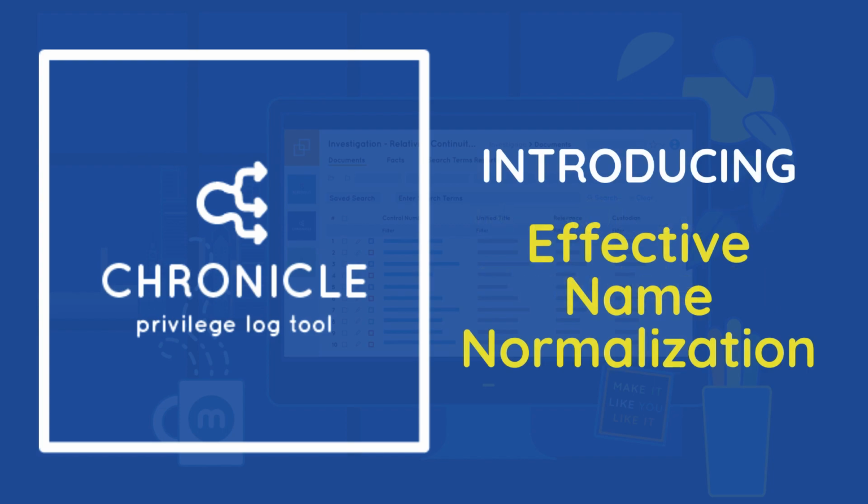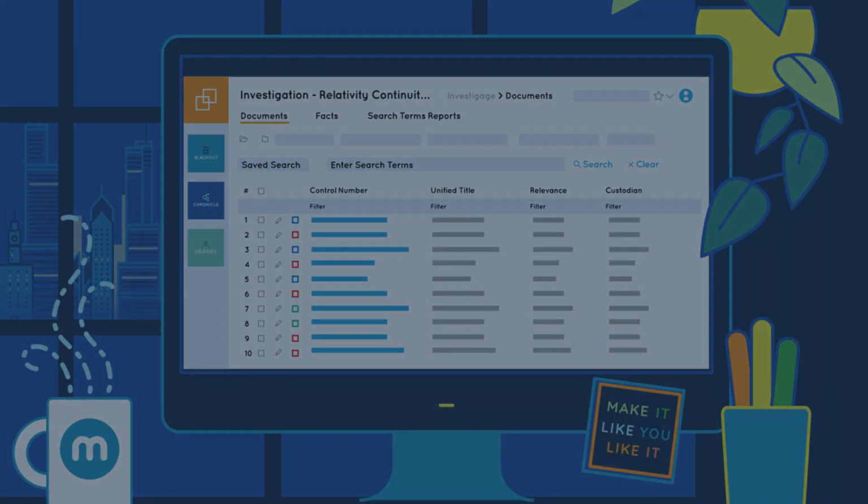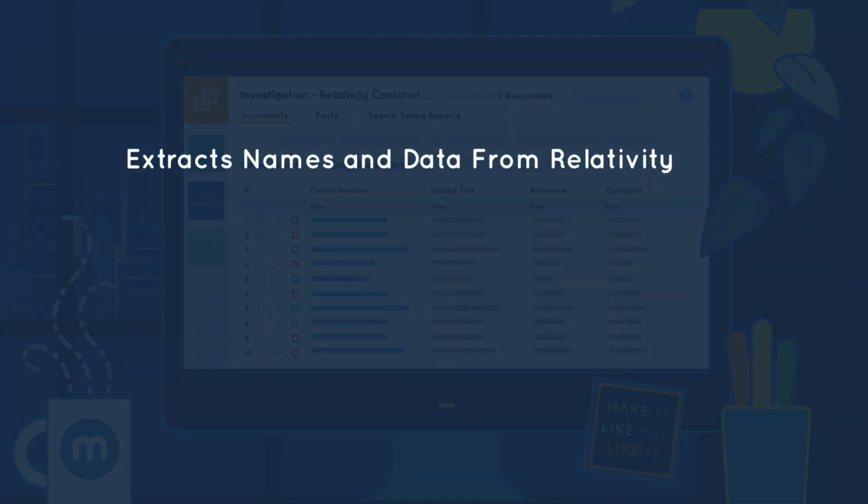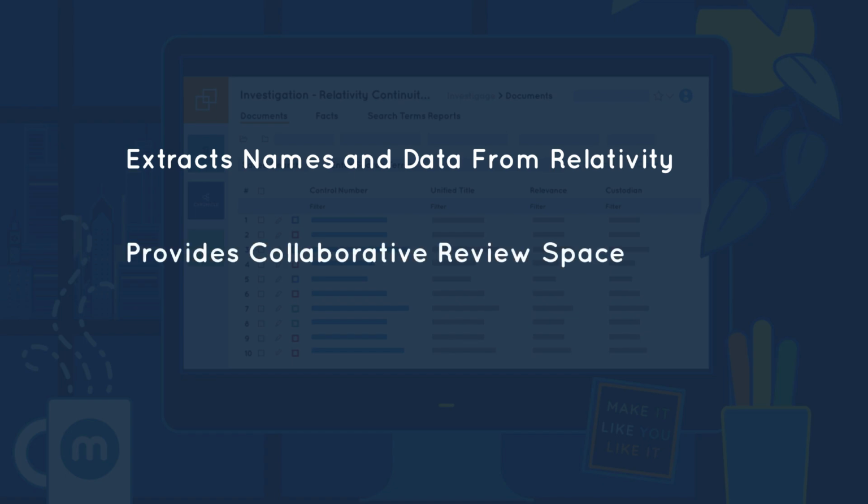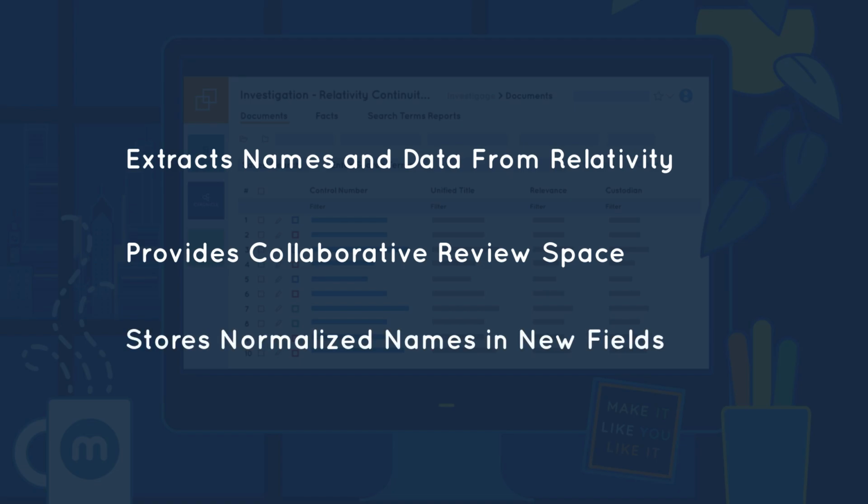I'm excited to give you a first look at name normalization from Milyli's privilege log tool, Chronicle. Milyli's new name normalization tool is perfect for extracting names and data from Relativity fields, providing a collaborative space for reviewing and normalizing names, and storing these normalized names in new Relativity fields.